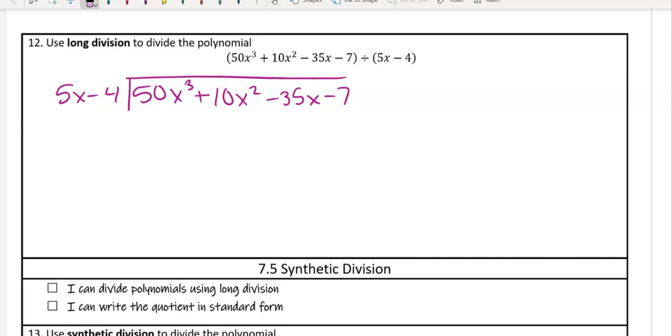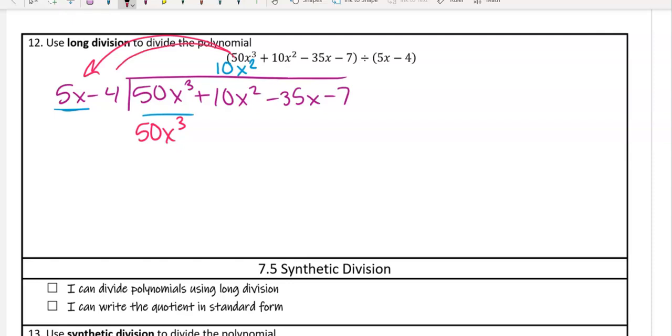Okay. So starting with our first term, 50x cubed divided by 5x. 50 divided by 5 is 10. X cubed minus x is x squared. So we have 10x squared. Next, we go into our multiplication. So we're going to say 10x squared times 5x. That should always bring us right back to that original term we divided from in the beginning. If it doesn't, you're doing something wrong.